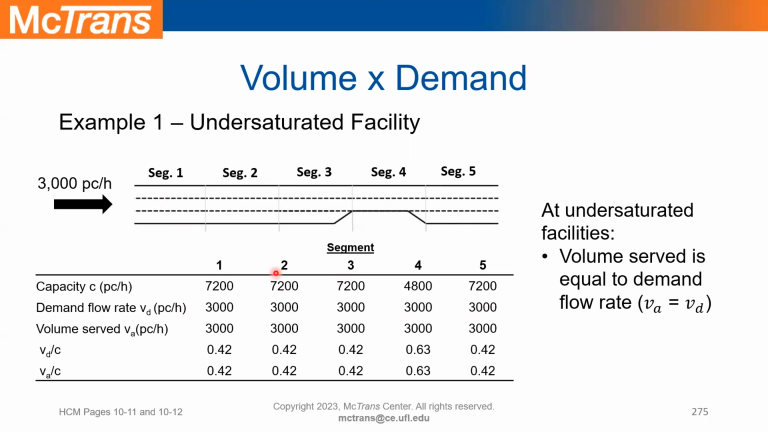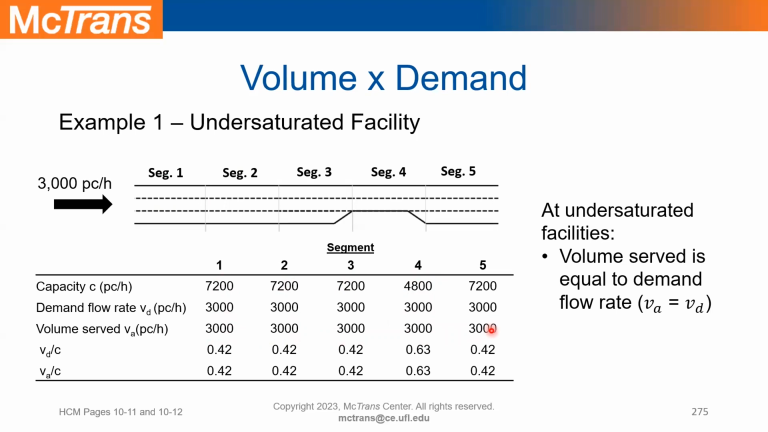Now, in order to see what fraction of this demand gets served, we need to compare it to capacity for every single segment. So for segment number 1, capacity is 7,200. My demand is 3,000. And of course, I have enough capacity to serve my 3,000 demand. That's why volume served is going to be 3,000. The same story is for segment number 2 and number 3. Even for segment number 4, I still have excess capacity and I can serve all my 3,000 vehicle per hour demand. So volume served across the board is 3,000. All the demand gets served.